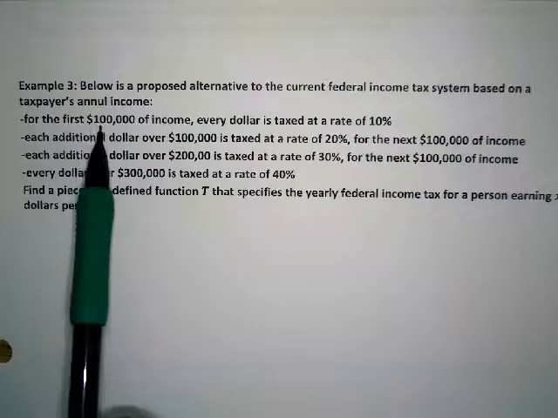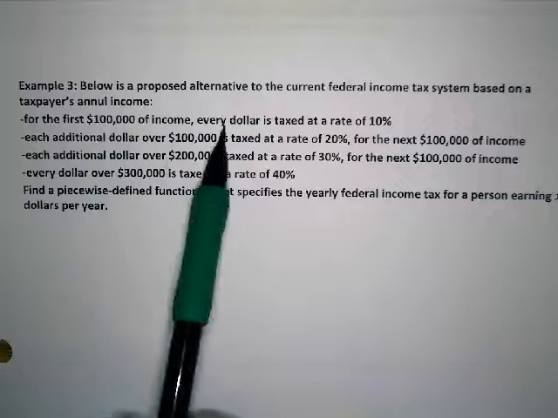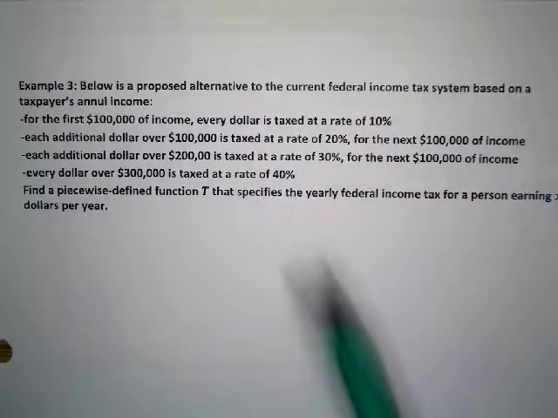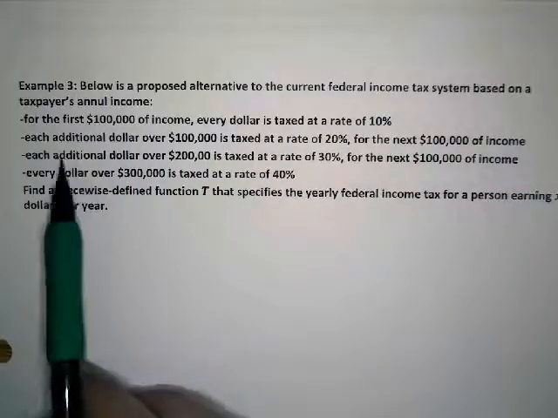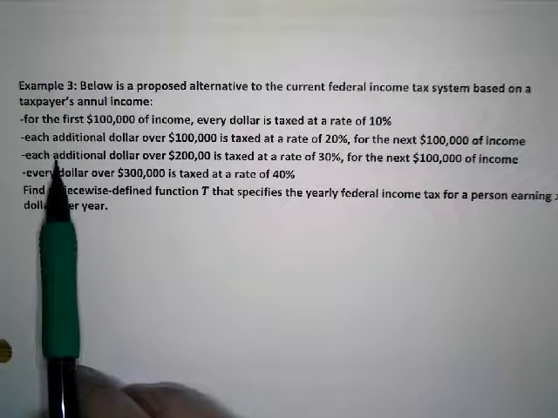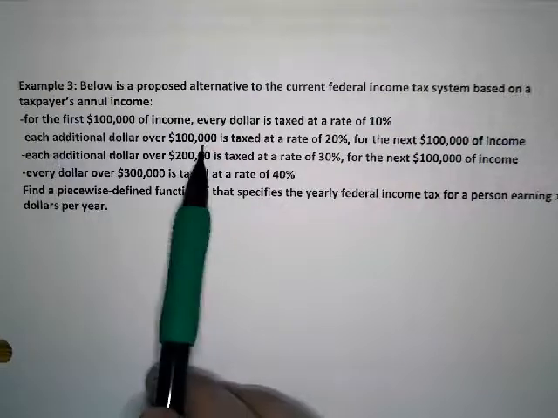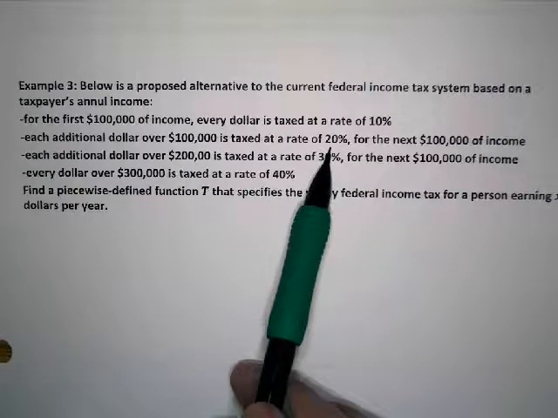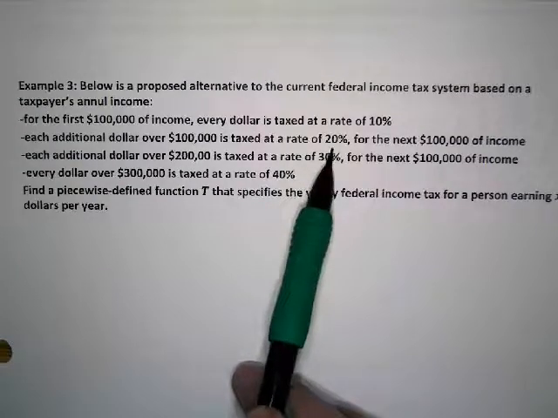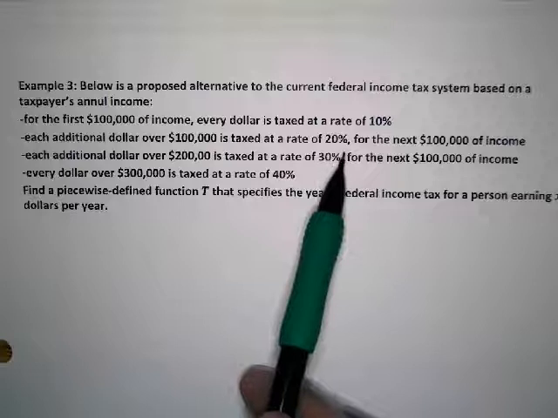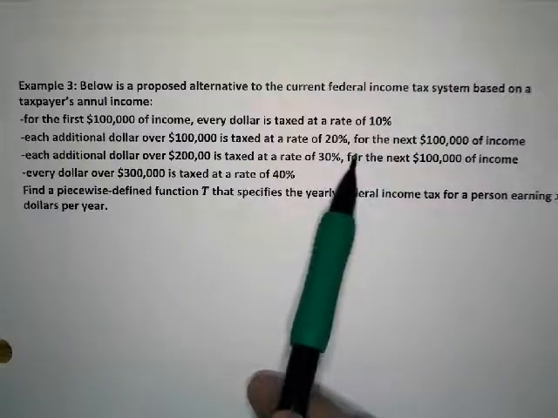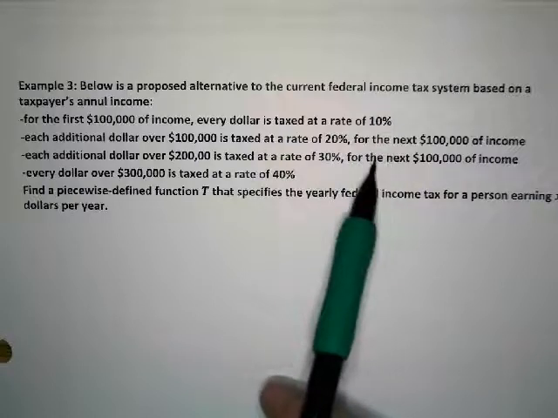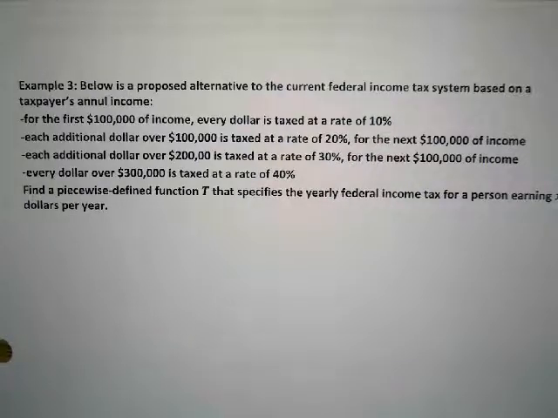For the first $100,000 people make, every dollar is taxed at a rate of 10%. If they make over $100,000, then the amount over that $100,000 is taxed at a rate of 20%. So if they make $120,000 a year, then the first $100,000 would be taxed at 10%, and then the $20,000 that's over that would be taxed at 20%. Does that make sense? So they would be taxed at 2 rates at the same time.